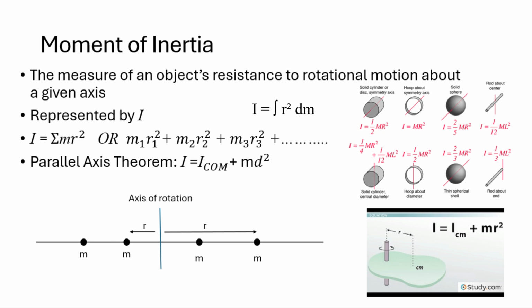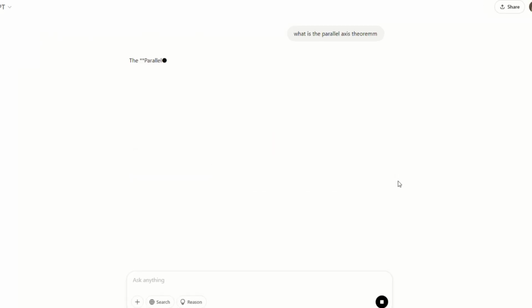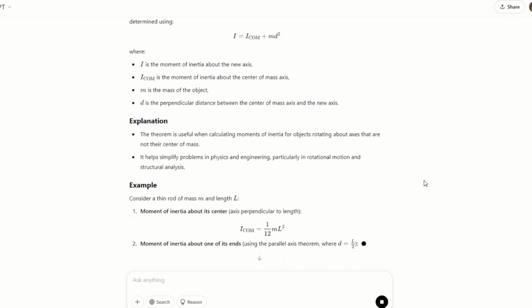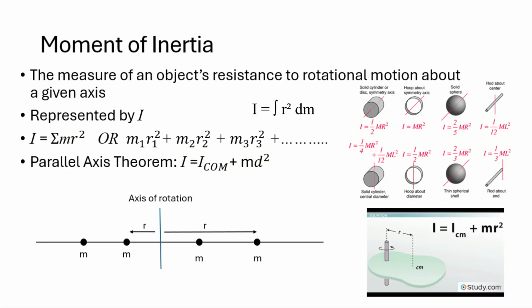When talking about moment of inertia, there's also the parallel axis theorem, which is a theorem that states that you can find the moment of inertia of a rigid body on an axis parallel to its center of mass axis using the formula: the moment of inertia around the center of mass plus the total mass of the system times the distance between the center of mass axis and the parallel axis squared.